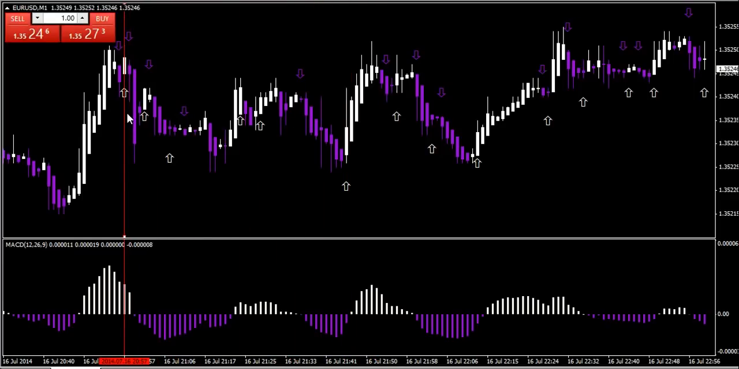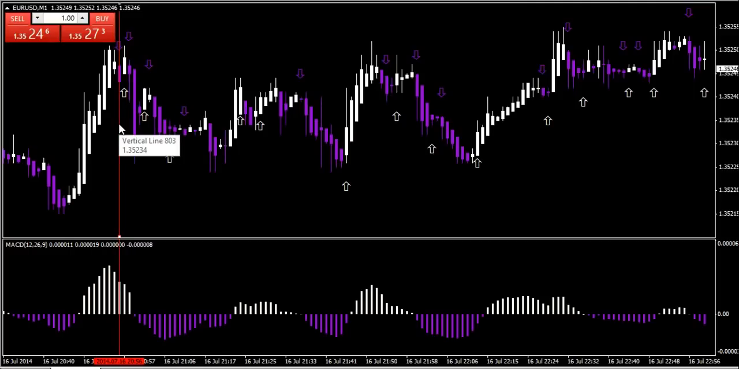Rule number two is I need my confirmation for the trade, and for this video we're using the MACD, and as you can see, the MACD matches my candles, so we need everything to line up together. When we get the signal, we want the MACD to be matching that signal. So we have a purple arrow, purple candle. Now we need the MACD to be purple. Once all those are matching, we'll go ahead and take the trade.